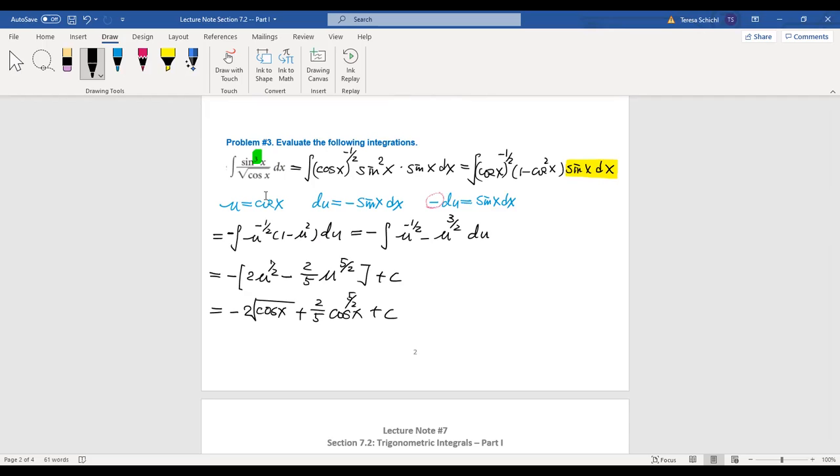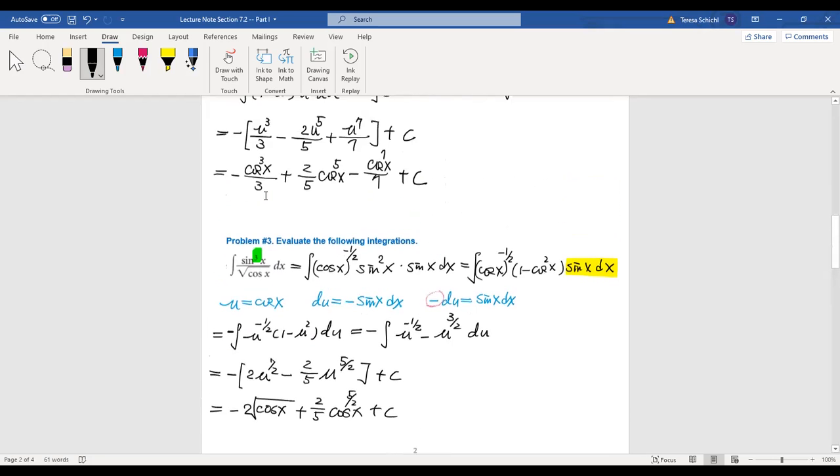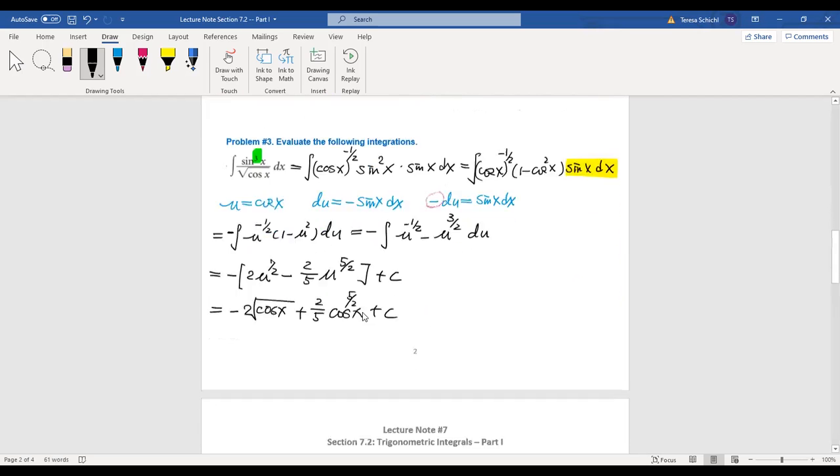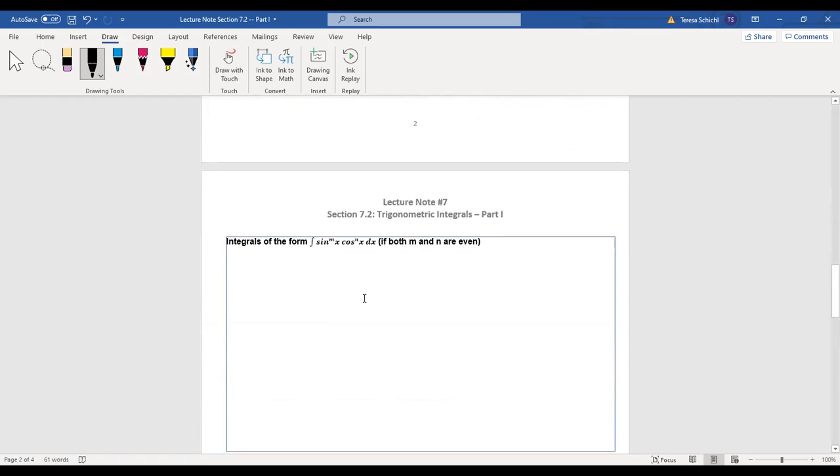All right, those are the 3 examples to show you what to do if one of the sine or cosine functions has an odd power. It's very convenient. If they have an odd number, you can always separate one out and then use the derivative and u-substitution.